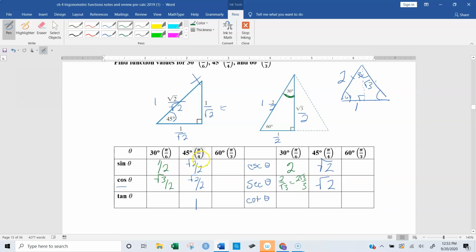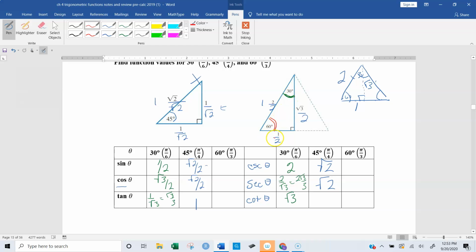Okay, let's do tan. Tan is 1/2 divided by the square root of 3 over 2, which is going to give you 1 over the square root of 3. Rationalized, square root of 3 over 3. And the same over here. So now we just have the square root of 3. All right, now let's look at what happens when we go the other direction. We need a new color here. Let's go with red. So now we're looking at sine of 60.